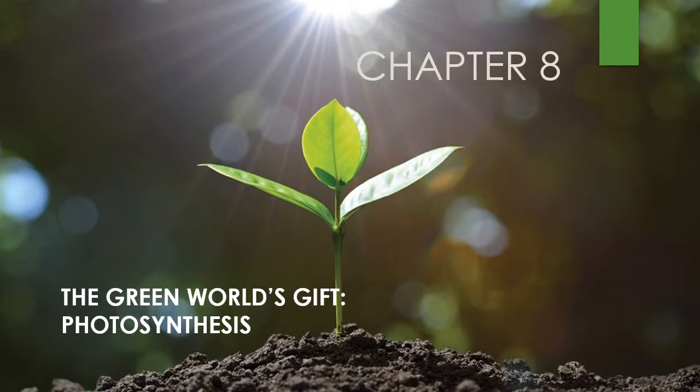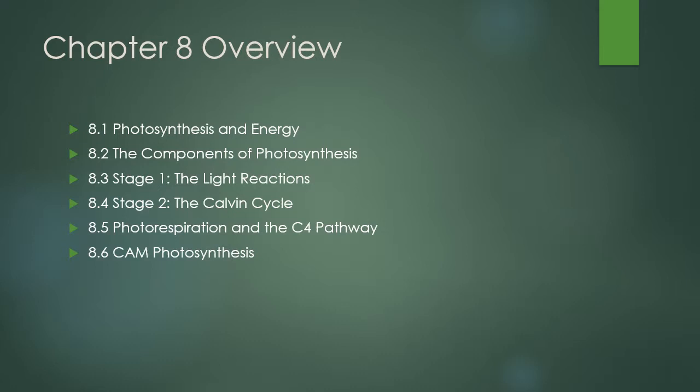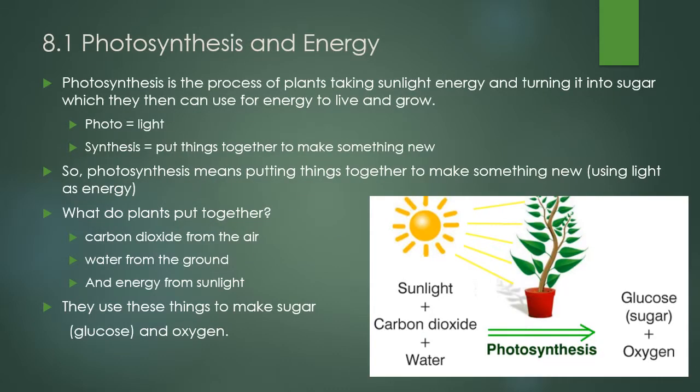Welcome back to Chapter 8. This is our last lecture for Bio 101, and the title of this chapter is The Green World's Gift, Photosynthesis. In this chapter, we'll look at photosynthesis and energy, the components of photosynthesis. We'll look at the two stages of photosynthesis, which are the light reactions and the Calvin cycle, and then talk about some different types of photosynthesis that can occur, including photorespiration, the C4 pathway, and CAM photosynthesis.